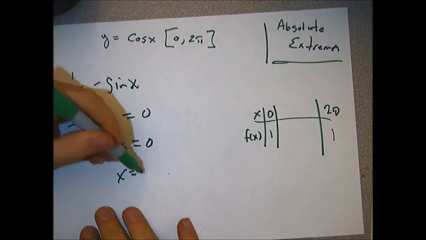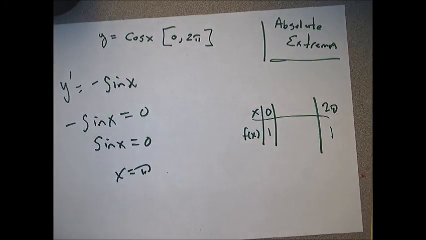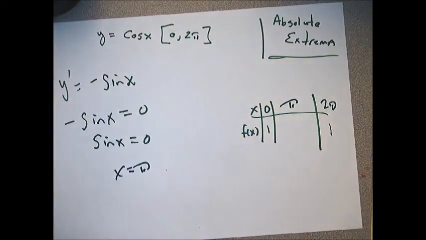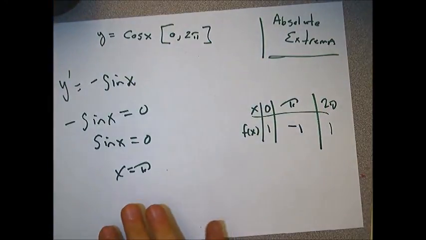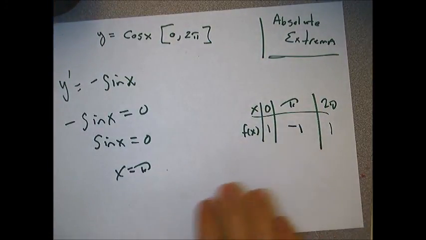So the spot I'm interested in is the one in the middle. At pi, I have a critical point. And again, I'm testing these all in the original for an absolute extrema. So I take that pi into the original. What do we know? Cosine of pi, that's -1. So here's all my information in the chart.